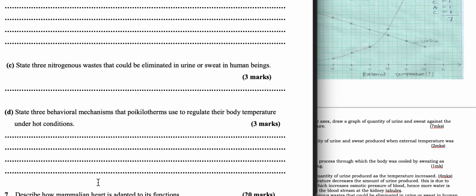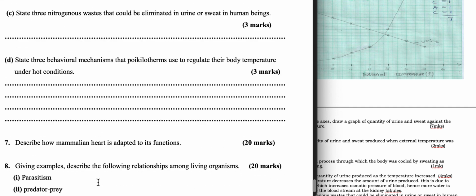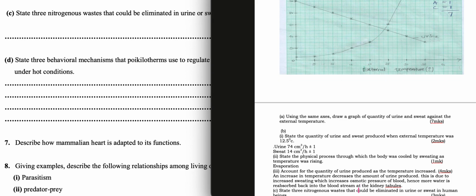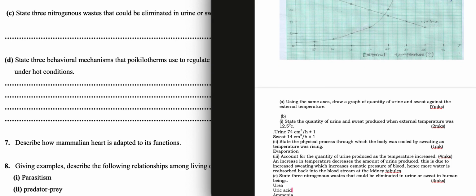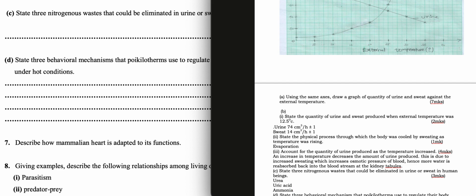State 3 nitrogenous wastes that could be eliminated in urine or sweat in human beings. Urea, uric acid, and ammonia.